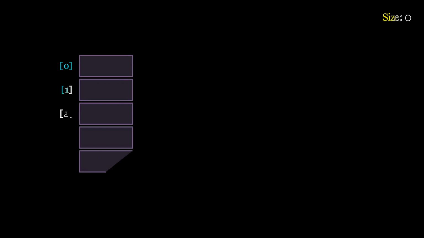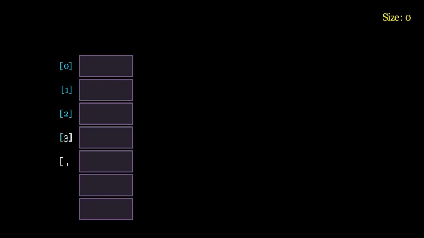We are starting with an array of 7 buckets indexed from 0 to 6. Unlike chaining, in open addressing we store key value pairs directly in the array cells. Notice our size counter at 0. We will watch this grow as we add items to our map.